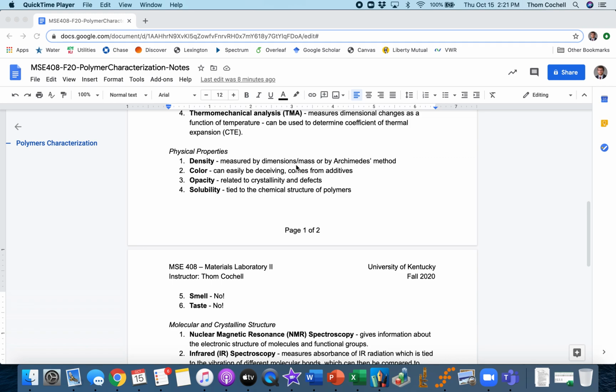Solubility here, we're not necessarily just talking about water. Most polymers are not soluble in water, but we're typically talking organic solvents, toluene, acetone. I'm blanking on a couple more, but there's a list there.